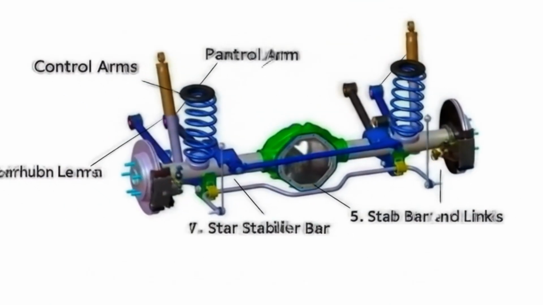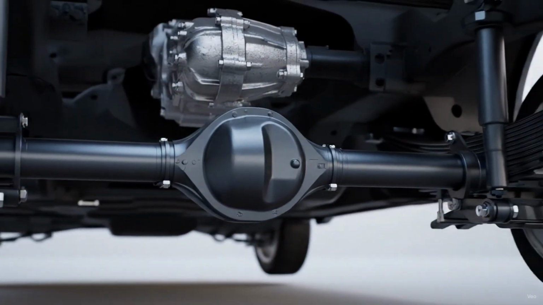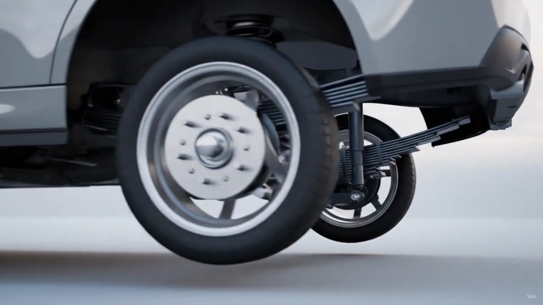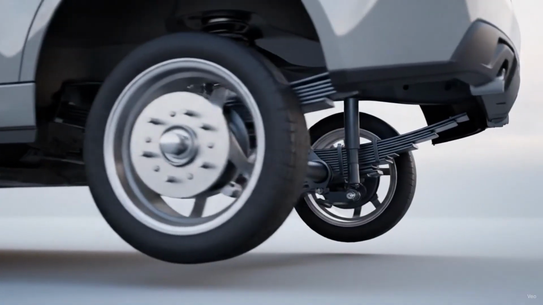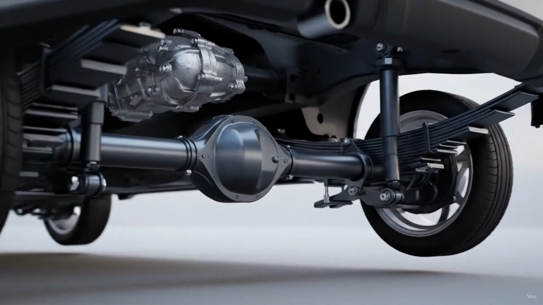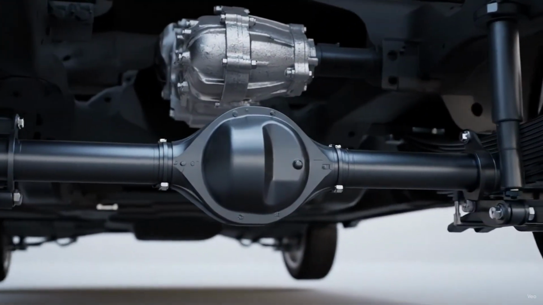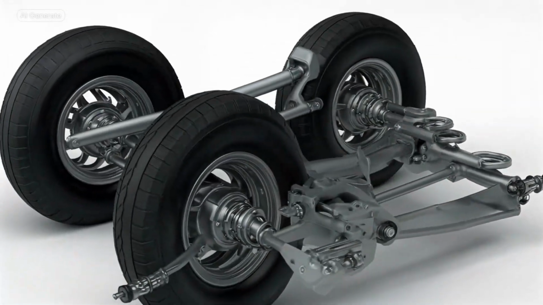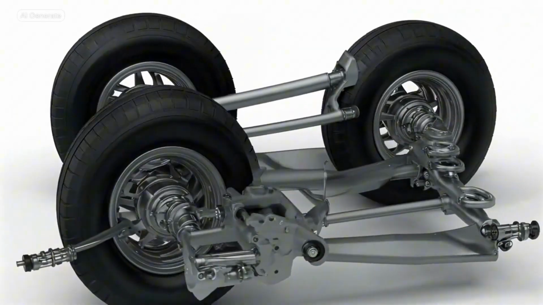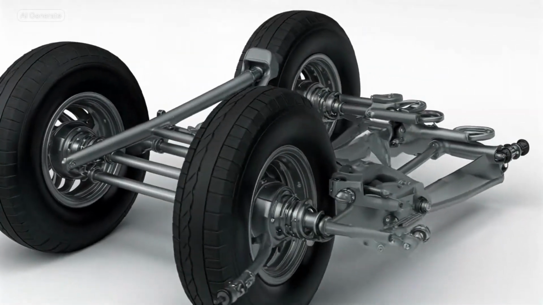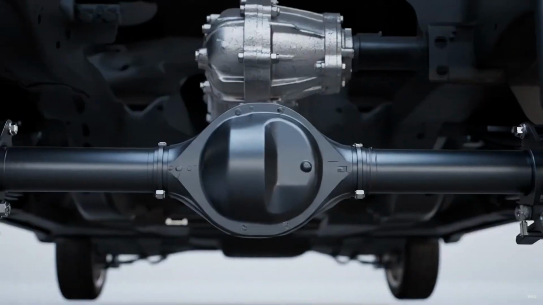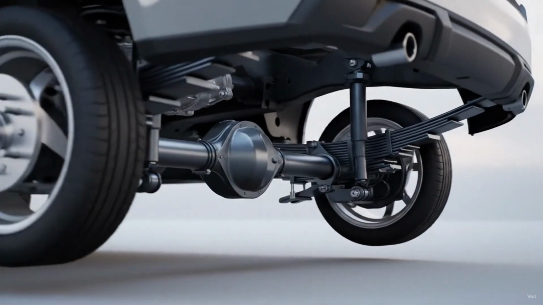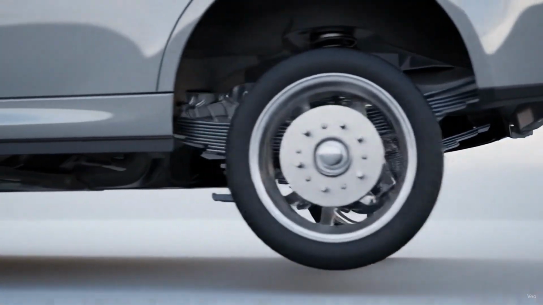Panhard rod. Location: a horizontal rod typically mounted transversely from side to side between the solid axle and the vehicle's frame. In the diagram, it's the long, slender rod running from the left side of the axle to the right side of the vehicle frame. Function: the Panhard rod's main purpose in a solid axle suspension is to prevent lateral, side-to-side movement of the axle relative to the vehicle body. It allows vertical movement but limits horizontal shifting, which is crucial for stability and handling, especially during cornering.